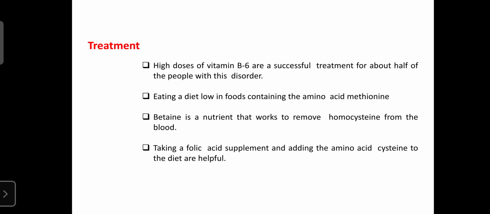Once again, it is treated with the help of vitamin B6, as well as restricting the protein that contains the amino acid methionine. It is also treated with betaine, which is a nutrient, and with folic acid supplement. Adding the amino acid cysteine is also helpful for the treatment of homocystinuria.